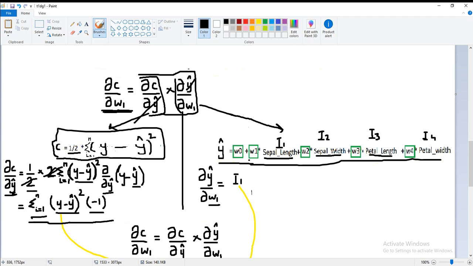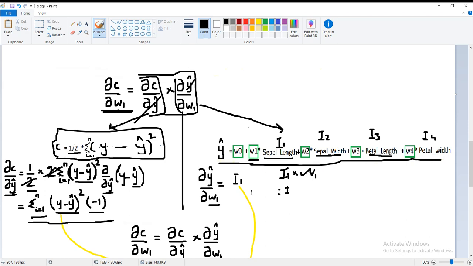So w1 is not a constant here. w1 is the variable whose derivative we have to calculate here. Every other thing is set as constant. Now let's assume that I1 is a constant and W1 is a variable with respect to which we are derivating this equation. So I1 times W1, as W1 is the variable with respect to which we are calculating the derivative, and I1 is a constant, so we will be left with I1 only.